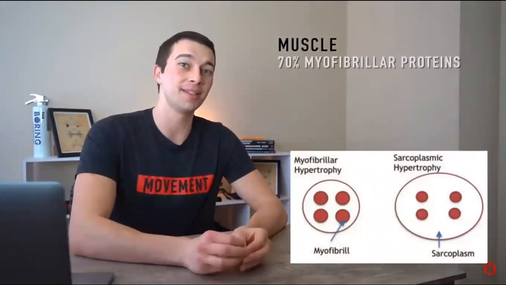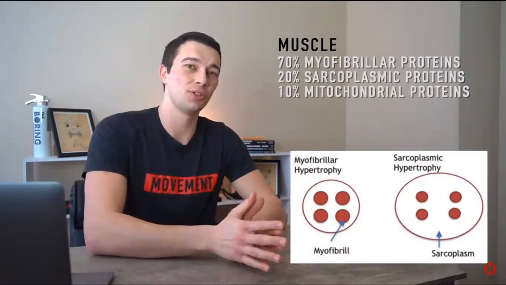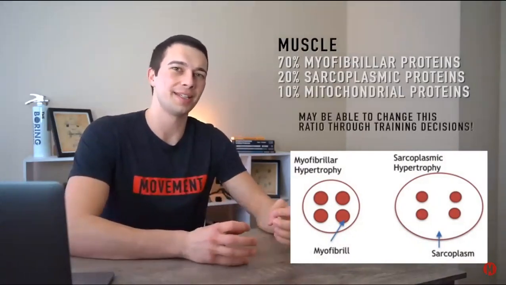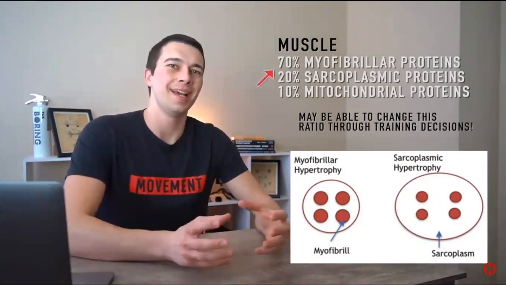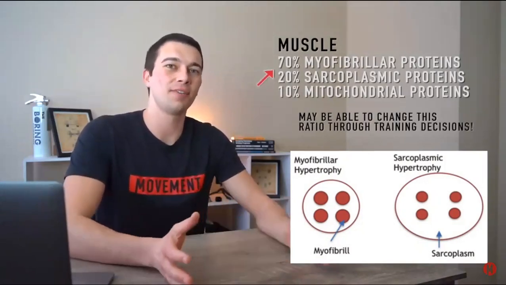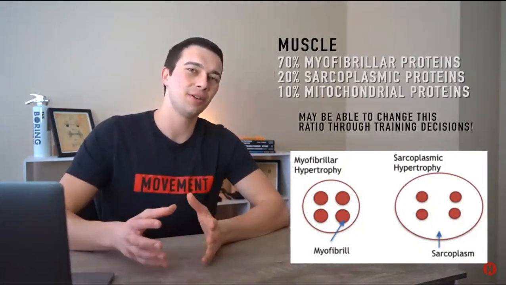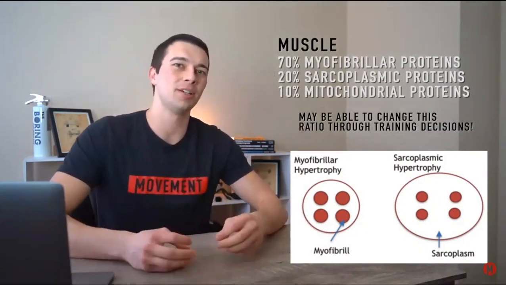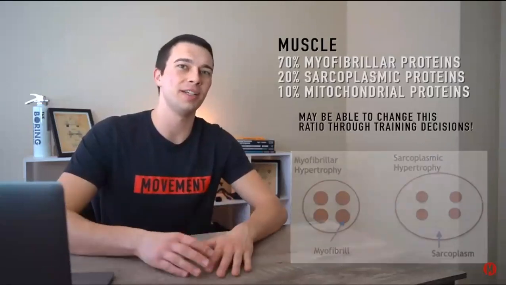Okay, so to lay the groundwork, muscle is composed of about 70% myofibrillar proteins, 20% sarcoplasmic proteins, and 10% mitochondrial proteins. Theoretically, I can shift this ratio. So I'm just using that 70% to 20% as a pretty rough estimate for the average population. But let's just say that theoretically, I can increase the sarcoplasmic proteins a little bit more than I can increase the myofibrillar proteins based on training decisions.